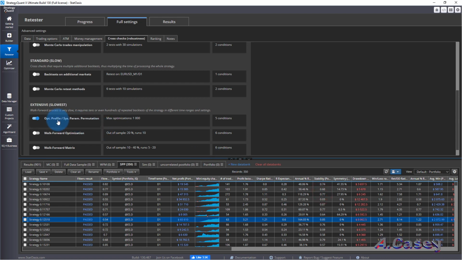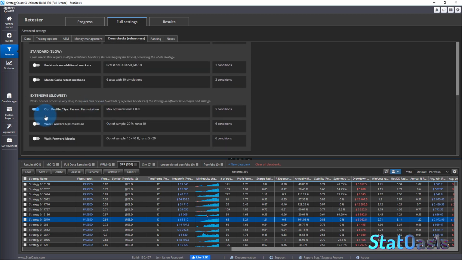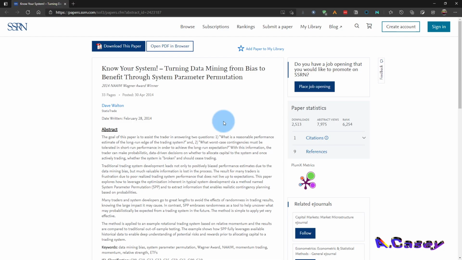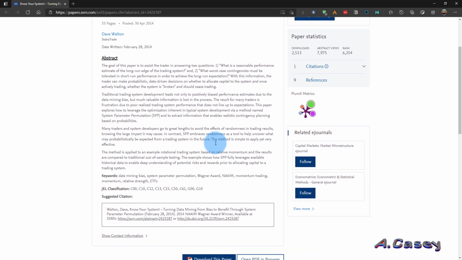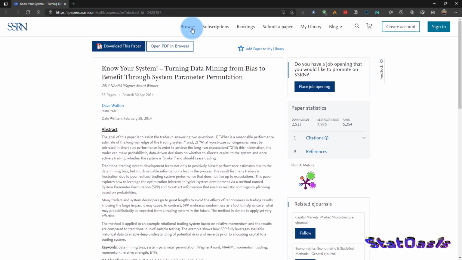So this, like if you saw my video, I said I don't consider Monte Carlo as a robustness test and I use it for capitalization. But this is definitely a robustness test and you should use it, or at least you should read about it. Now, this is the paper of Dave Walton that he won the prize of $10,000 with. And you can read it and see how he did it. It's free, you can download it here. I'll put the link in the description below.